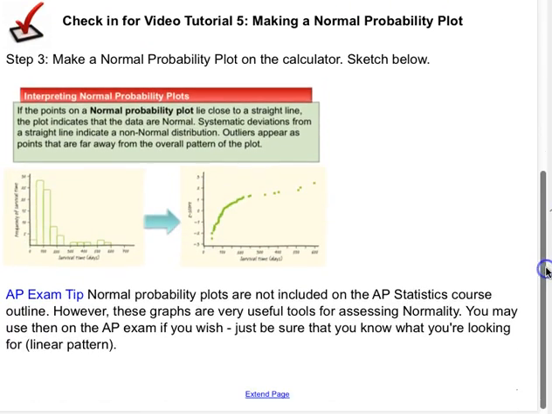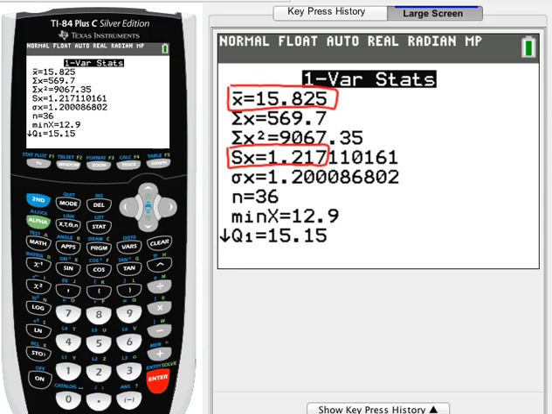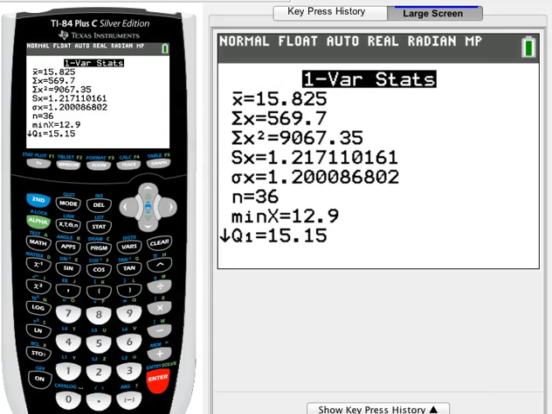That last check is to make what's called a normal probability plot, okay? So a normal probability plot essentially places the z-score on the vertical axis with the data on the horizontal axis. Now the neat thing is your calculator is already programmed to do this for you. Okay, normal probability plot.